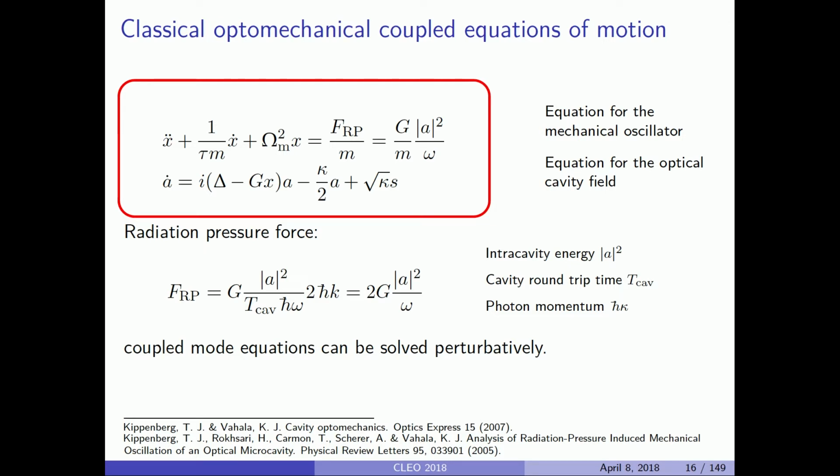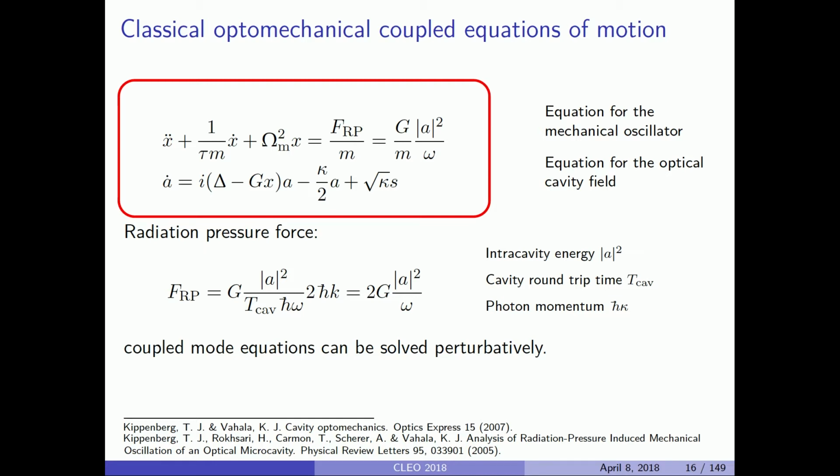How would the equation look for the mechanical oscillator? That's very simple. The mechanical oscillator is just a harmonic oscillator. It has some damping rate, 1 over tau, and some eigenfrequency omega m. Then you drive it by radiation pressure force. How does that radiation pressure force look? It's nothing else than the number of photons in the cavity. Here, a squared over h bar omega is the number of photons in the cavity.